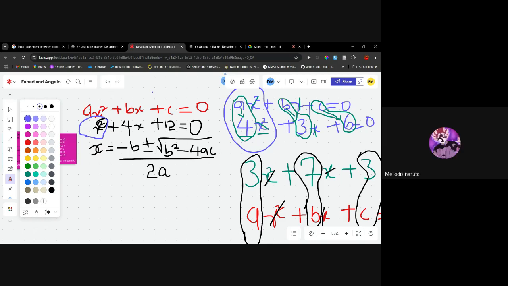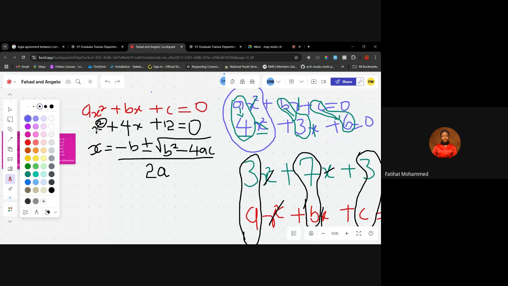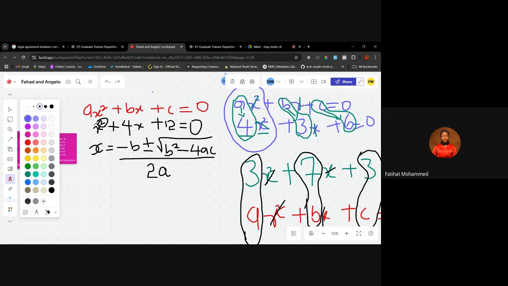The coefficient of x squared is 1. So that means your A here is equal to 1. If you don't write anything beside the x squared, you should always know that the coefficient is 1.